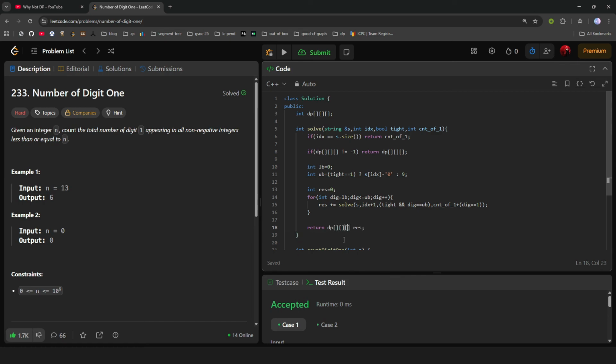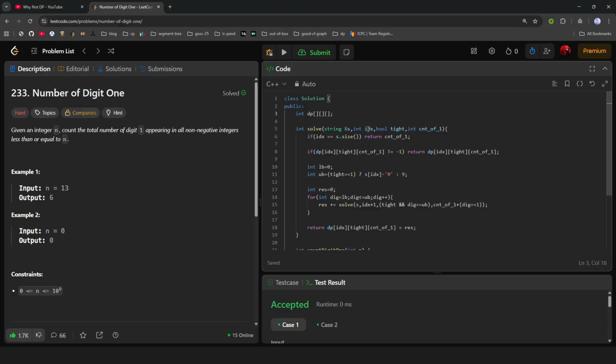So this, and let's try to name these states here. So this is index idx, this is tight, and this is nothing but count of 1. In this way the solution will be memoized. Let's now try to decide the sizes for each of these states.